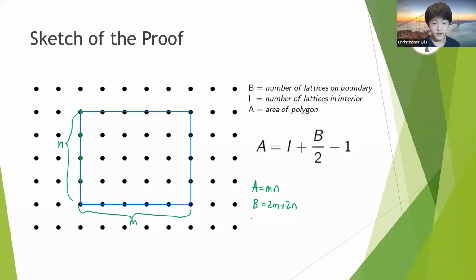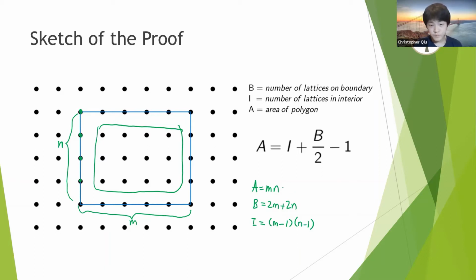And we can also find I. I is the number of lattice points in its interior. And so what we're counting is this grid of lattice points. And you can actually see that there are n minus 1 rows of lattice points in this grid, and each row has m minus 1 points in it. So what we can find is I is equal to m minus 1 times n minus 1.